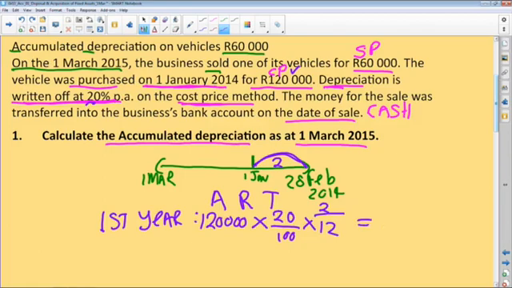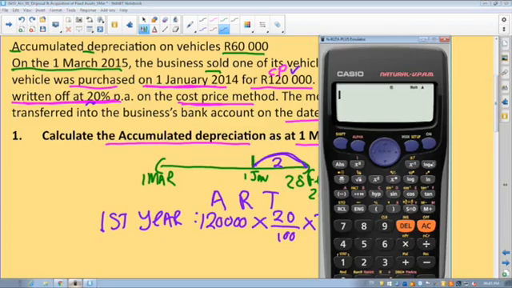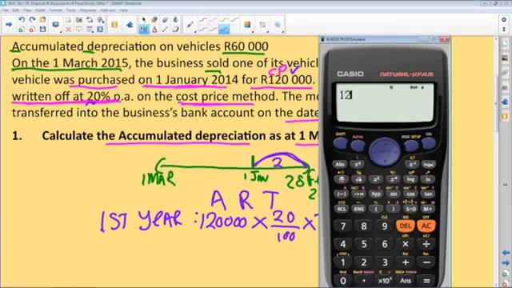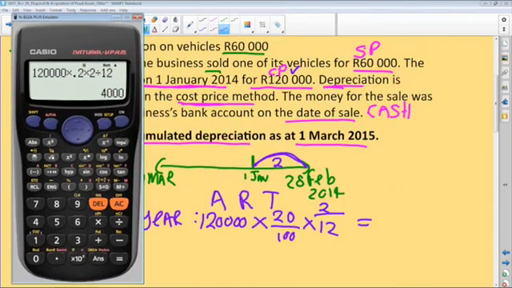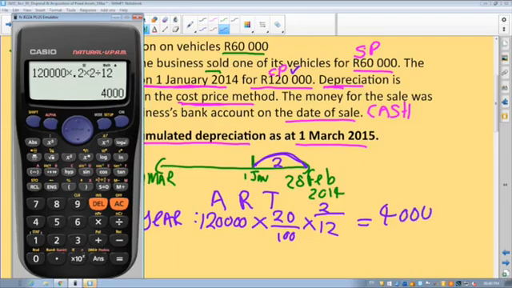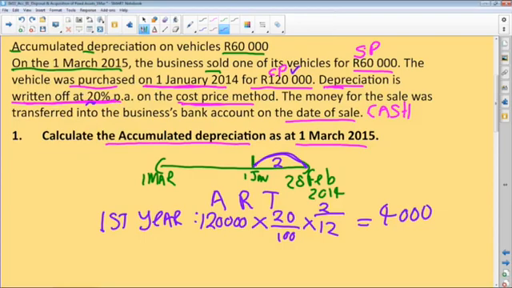Right, let's now take out the calculator so that we can work together. So we've got 120,000. We're going to multiply this by 20%, and we're going to multiply it by 2, and then we're going to divide it by 12. And our depreciation amounts to 4,000 Rand. So let's record that. Depreciation for the first financial year, an amount of 4,000. With me? Right, let's now look at the second financial year.